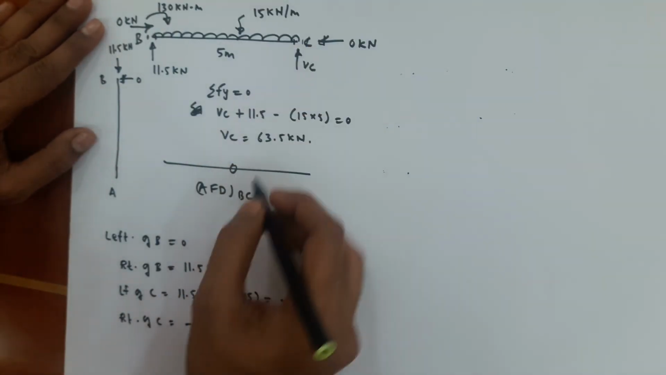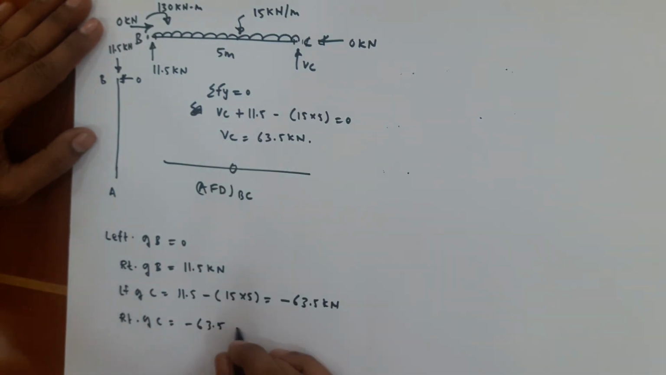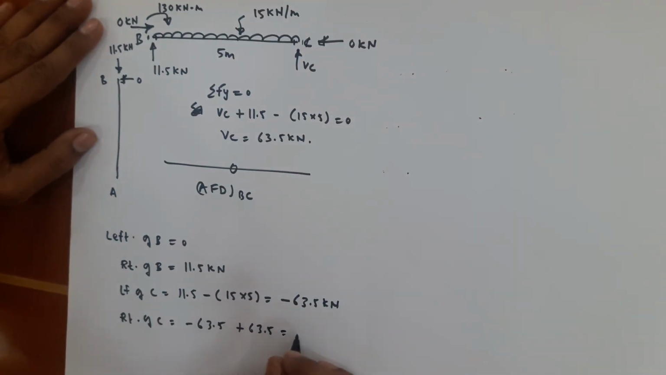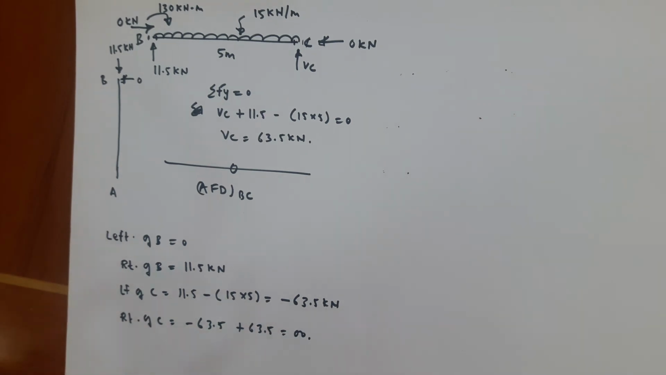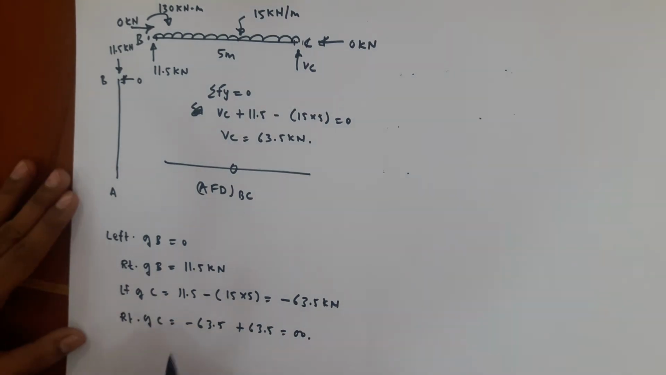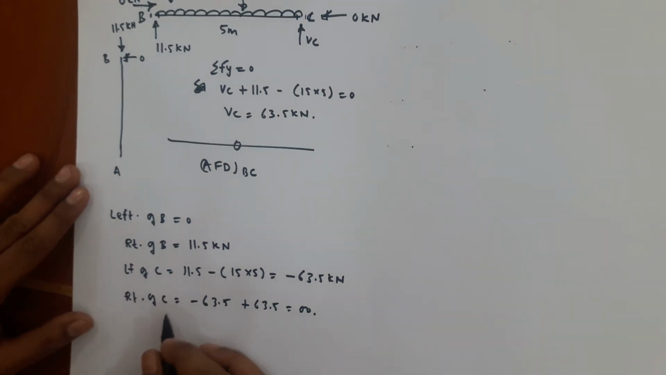VC is going upward. What is VC? 63.5 plus 63.5. So shear force at C is 0. So draw the shear force diagram to be like this.